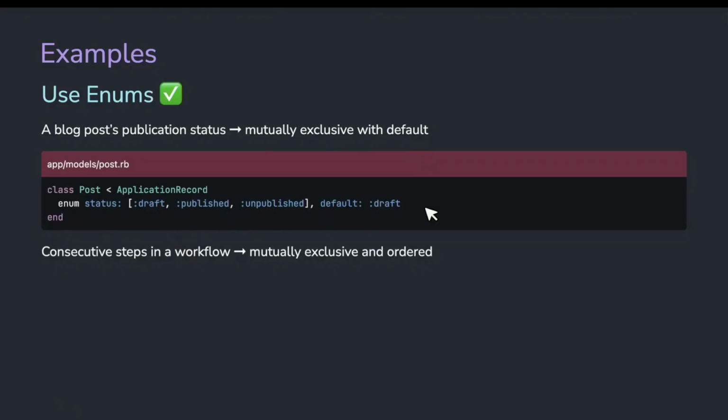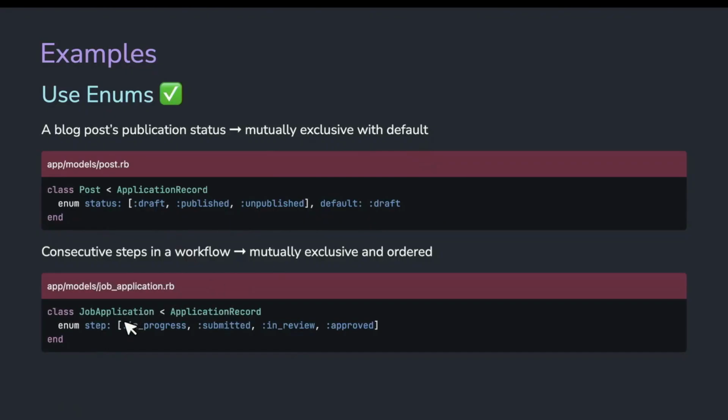Another example are consecutive steps in a workflow, because again, they are mutually exclusive usually and could be ordered. So for a job application class, you have the enum attribute step with values in progress, submitted, in review, and approved.